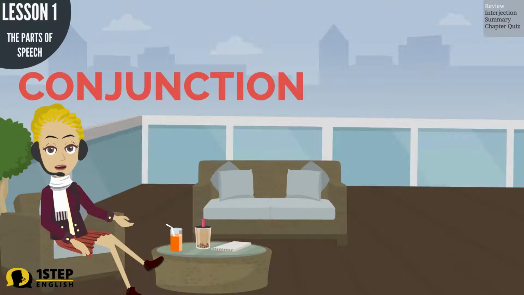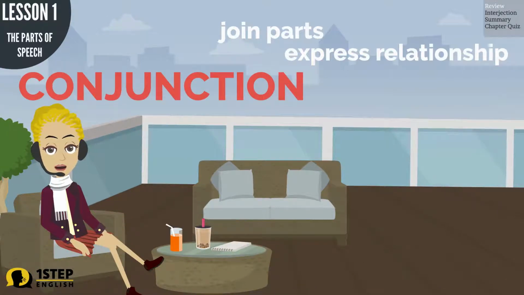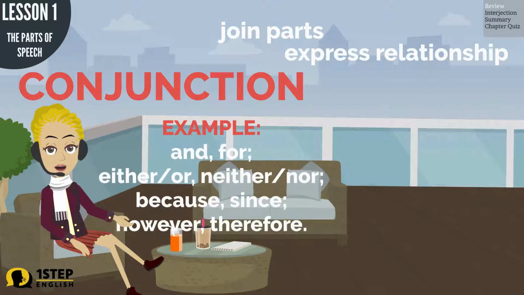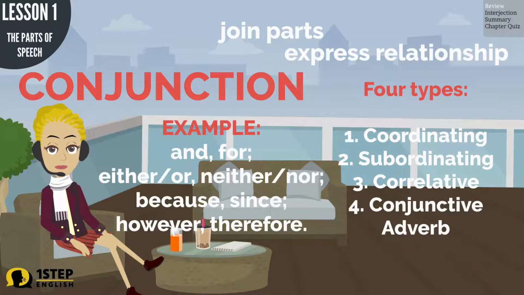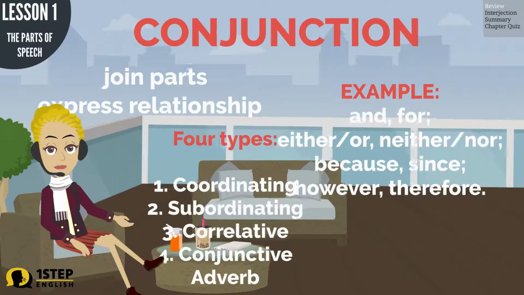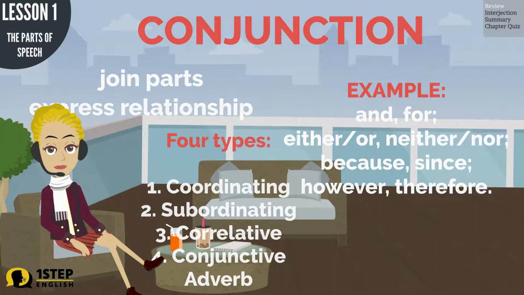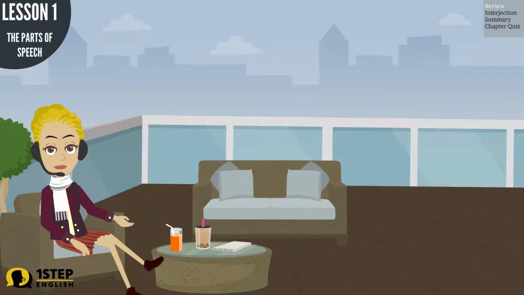Conjunction. A conjunction is used to join parts of sentences and express the relationship between those parts. For example, and, for, either, or, neither, nor, because, since, however, and therefore. There are 4 types of conjunction, namely, coordinating conjunction, subordinating conjunction, correlative conjunction, and conjunctive adverb. Now, let's test your memory. Fill in with the correct conjunction in the blank.